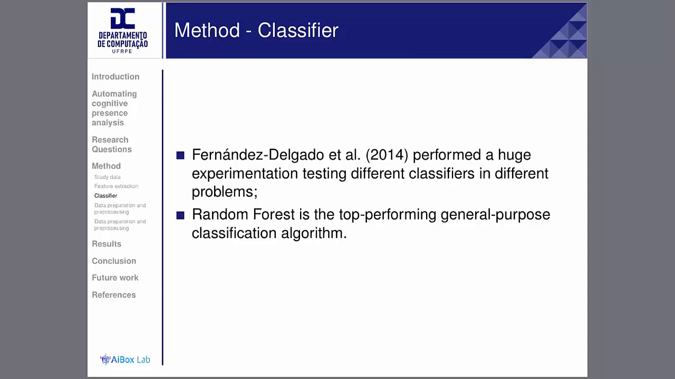Okay, the classifier. We use the random forest classifier for this work, and our choice was supported by a work developed by Fernandez-Delgado et al. in 2014. In this work, they tested different classifiers in different problems, and they concluded that the SVM and the random forest are the top performing general purpose classification algorithms. But as we intend to interpret the results, we decided to use the random forest algorithm.